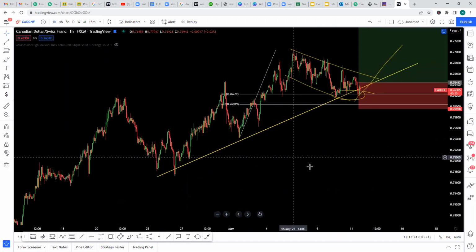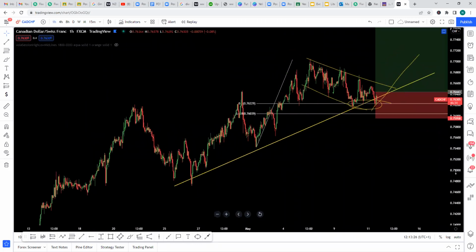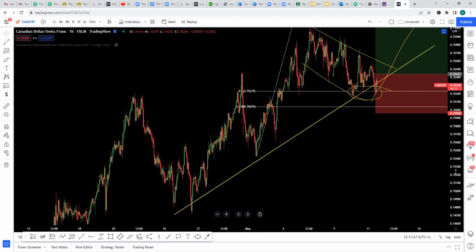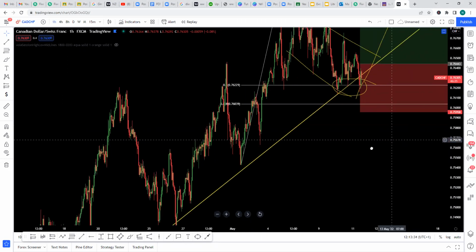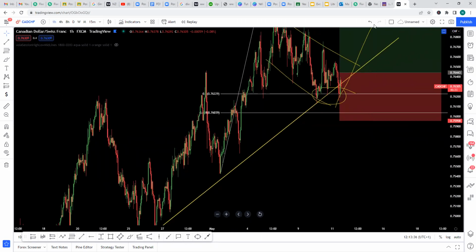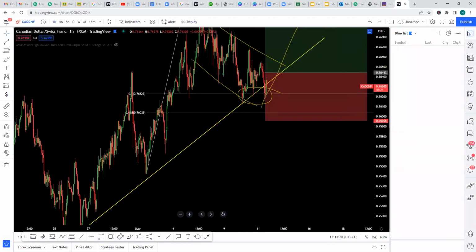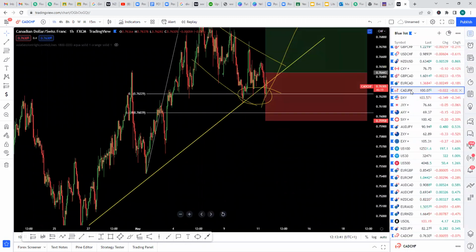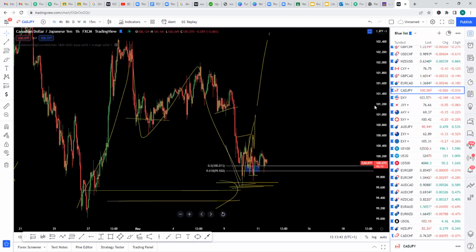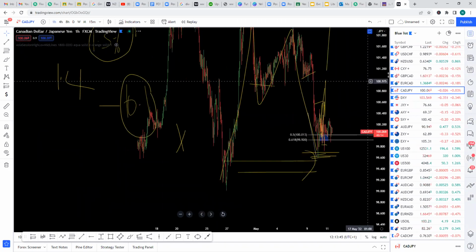We are going to look at the two trades we have taken this week, see how the trades are doing, and if there's any need for adjustments, we do. If there's no need for adjustments, leave them and let them roll. First one is CAD JPY.